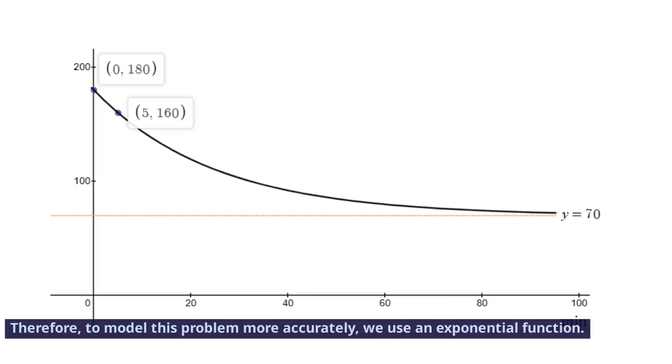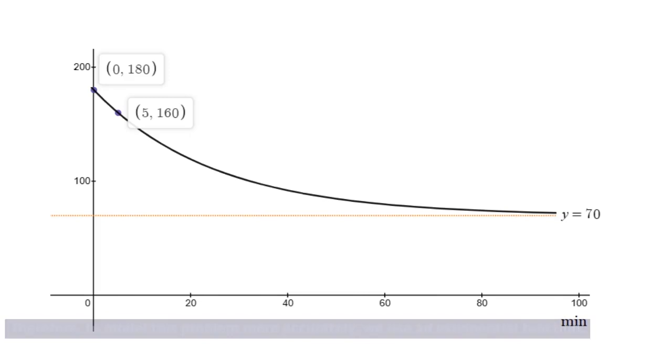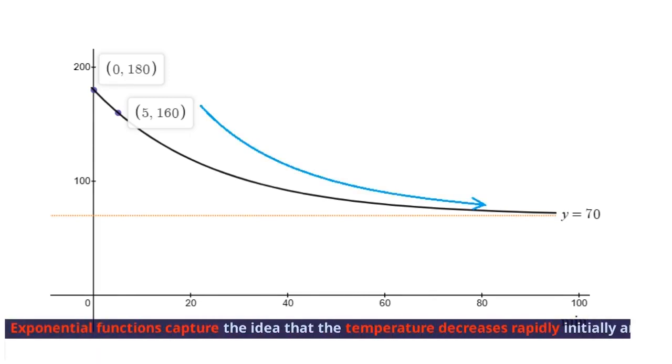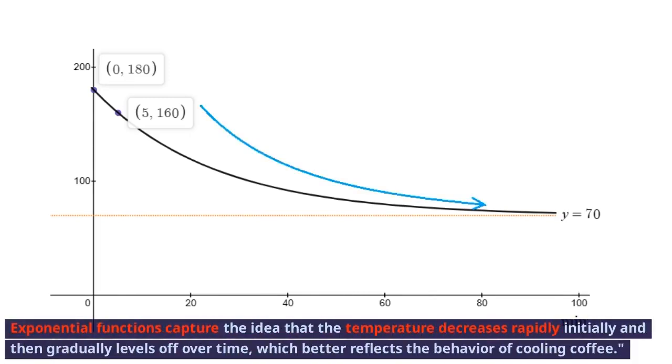Therefore, to model this problem more accurately, we use an exponential function. Exponential functions capture the idea that the temperature decreases rapidly initially and then gradually levels off over time, which better reflects the behavior of cooling coffee.